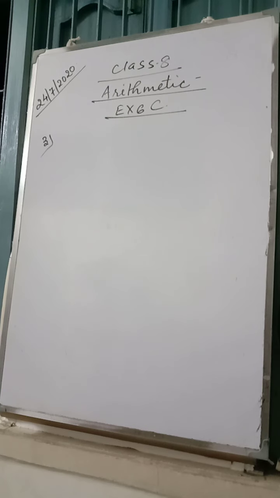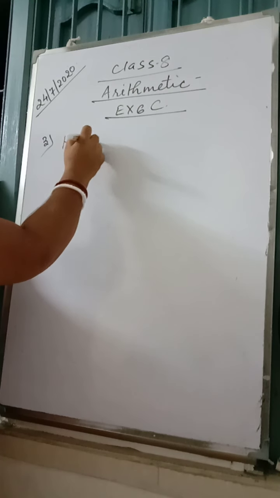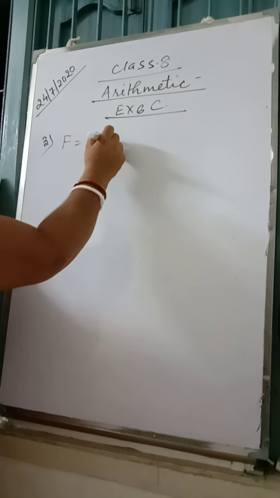Last class of arithmetic, we completed questions 1 and 2 from exercise 6C. Look at question number 3. Here, you have been given certain sets in set builder form. You have to write them in roster form, and afterward find certain things, whichever they have asked. First, F is equal to the factors of 72. So what are the factors of 72?